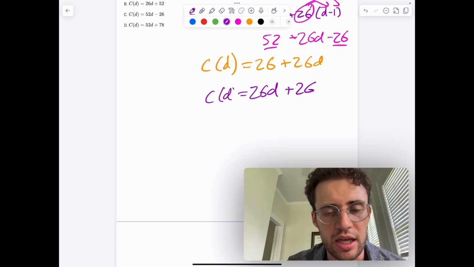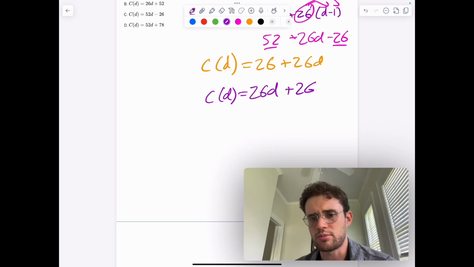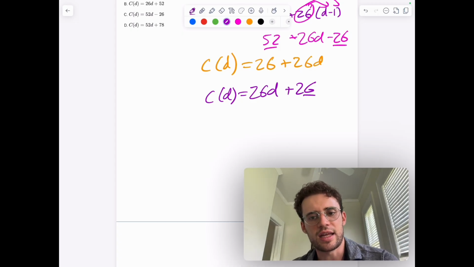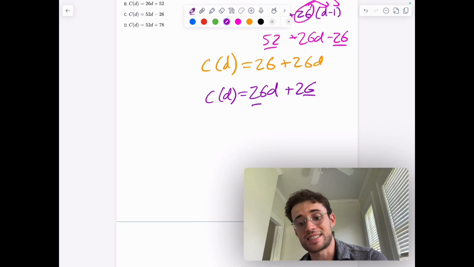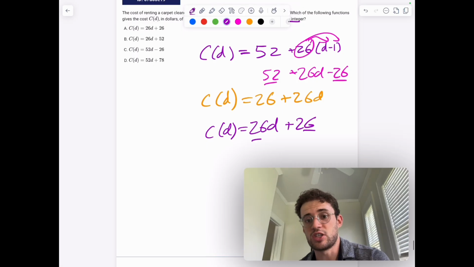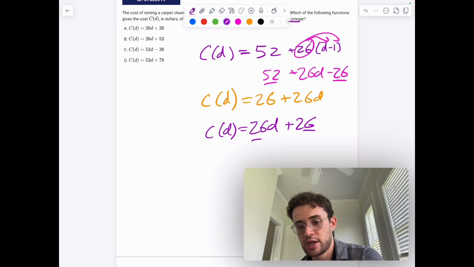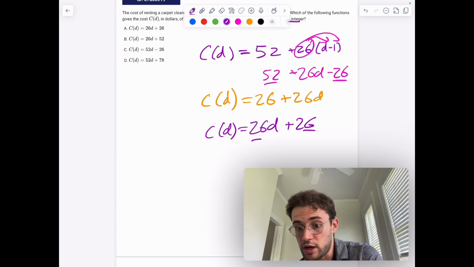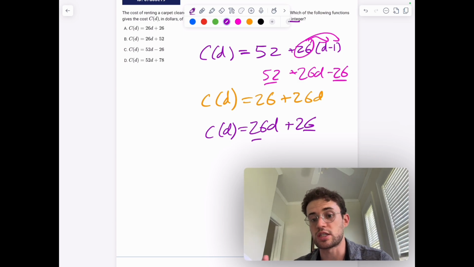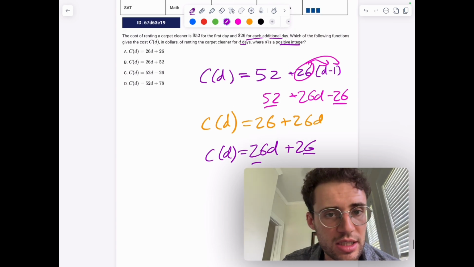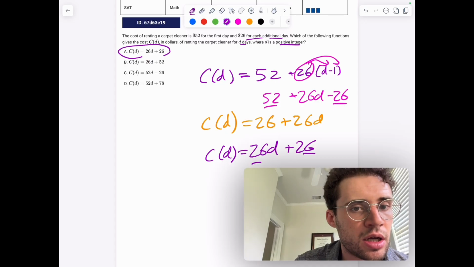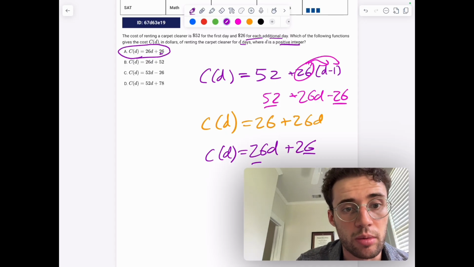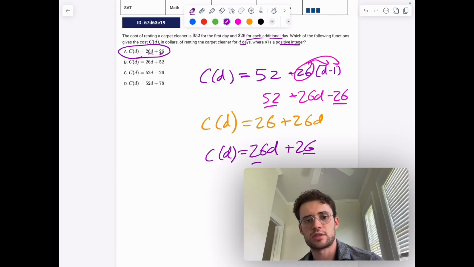equals C of D. And again, I think there's one similar to this before. The fact that the constant and the slope ended up being the same just has to do with the fact that 52 is double 26. So the first day, you're paying double. If they'd chosen 50 as the first day cost, then this would be 24, because it's 24 more than the cost for a normal day. Right, so 26D plus 26. The first day, you're paying 26 more than normal. Every other day, you just pay the 26.